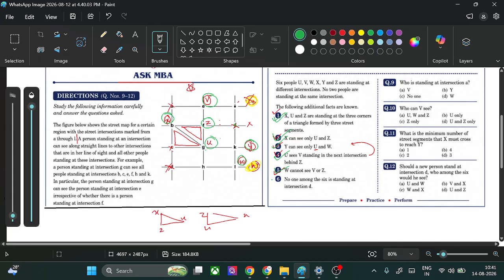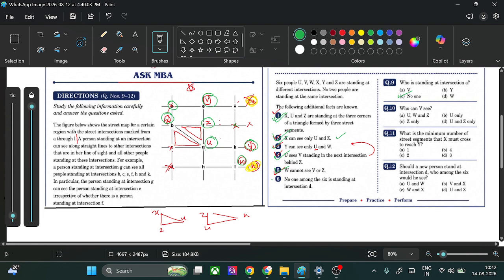Now the remaining part is to answer the given questions, right? Let's go for the first one. Who is standing at the intersection A? Who is sitting at A? Let's see. According to the information given in the first hand, there should not be anyone else sitting at A. Why? Because X sees only U and Z. So even if you had not fit in the whole statement, you would still be able to answer the first question, right? So the first question will take option C as the correct answer.